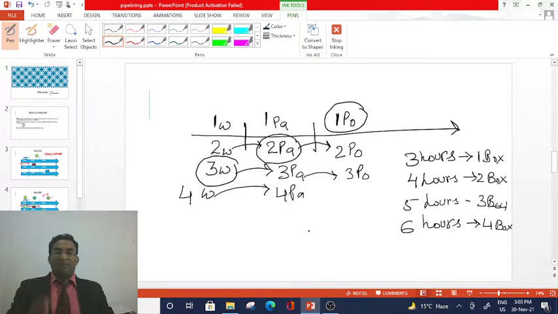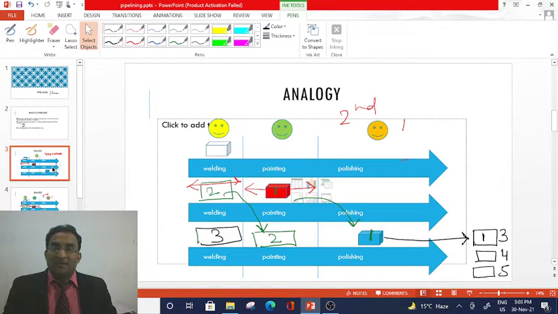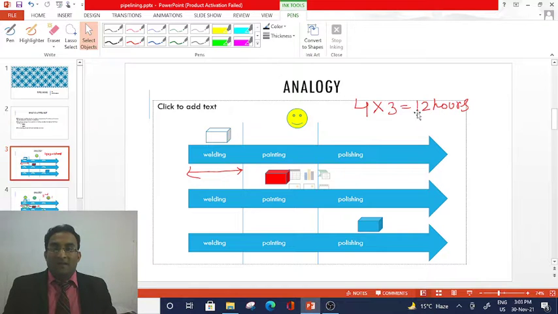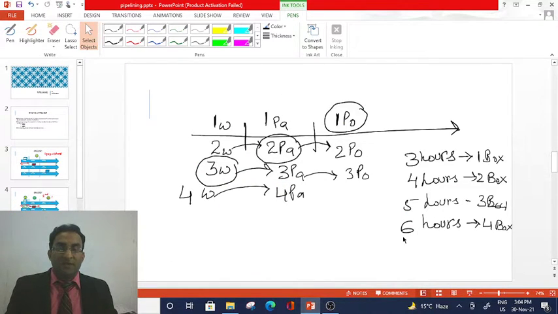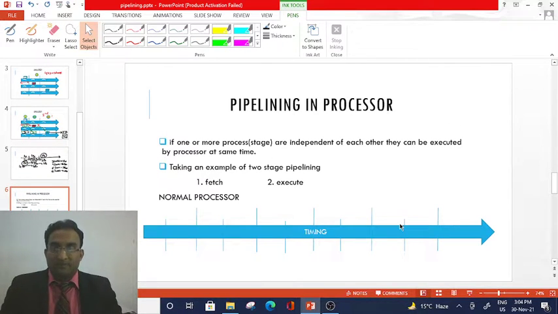This is called pipelining. When there was only one person, the total hours taken was 12 hours. When 3 persons do 3 different jobs, the 4 boxes were completed in a total of 6 hours. So this is the way in which we are going to increase the speed of the processor, by overlapping several different stages. Now we will understand this concept of pipelining in the processor.